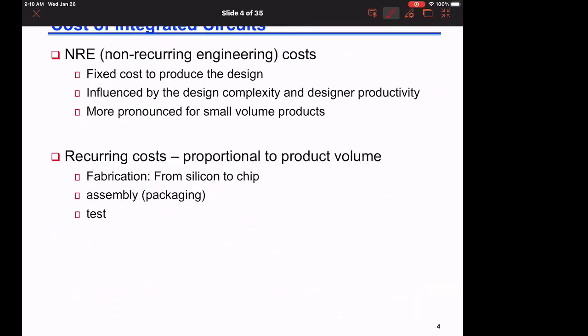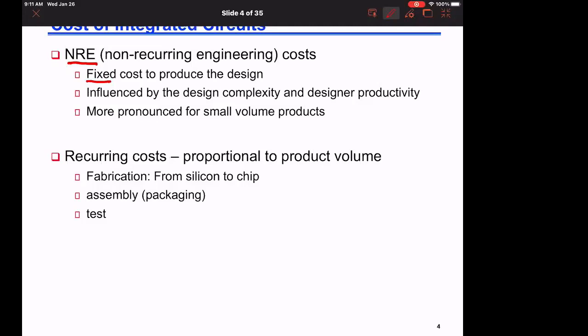Now, in the coming few slides, we are going to talk about the cost of integrated circuits. As we said, non-recurring engineering cost is a fixed cost to produce the design, to come up with the map. It's exactly like somebody is designing a map for a stereotype car or for a stereotype house, and then this will be executed or fabricated, and for example, BMW will come up with many cars, the same way Intel will come up with many chips.